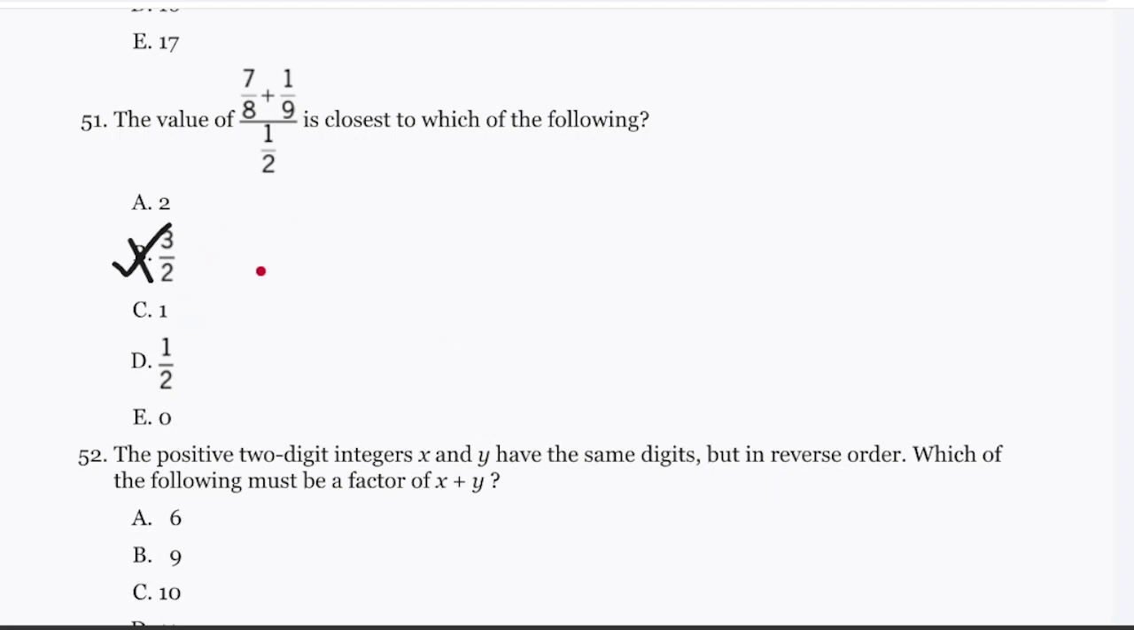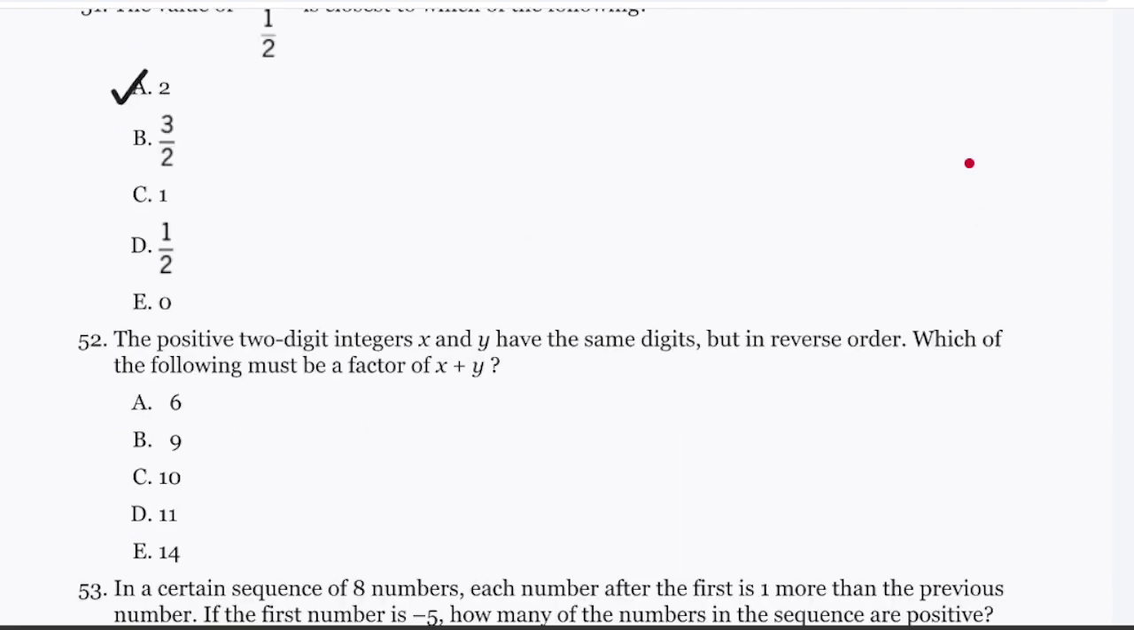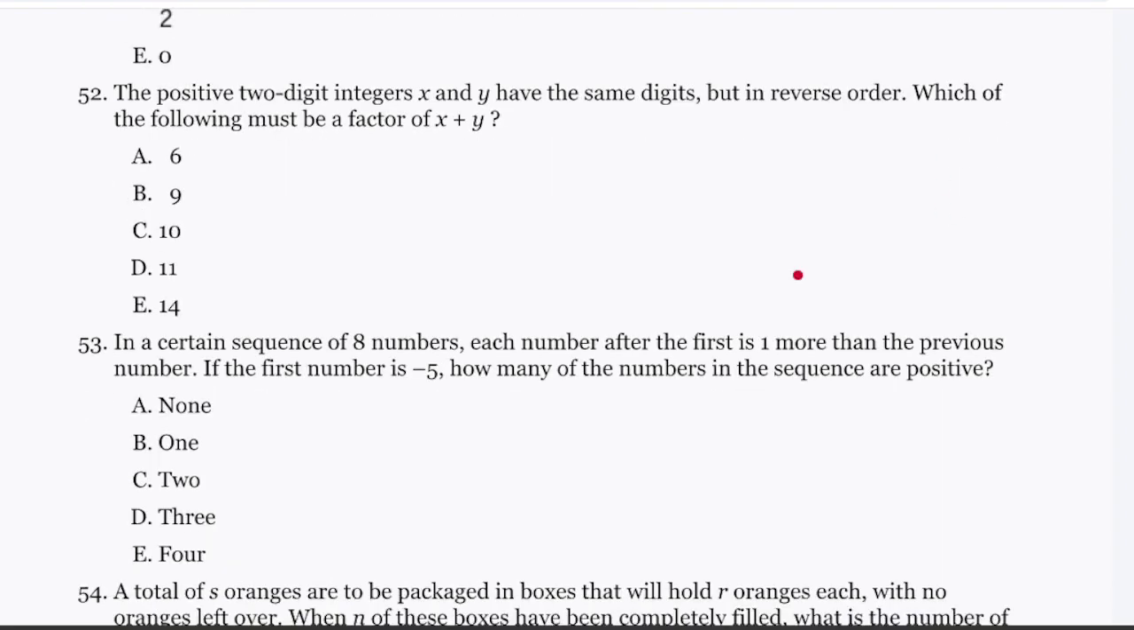Got it. Yes, option A. Okay. So that is right. Number 52 is 11. D, that is right. Okay.